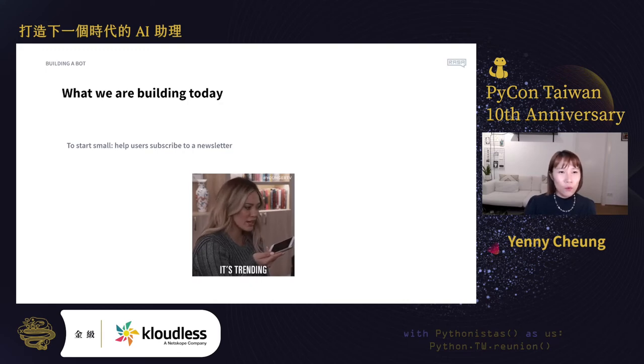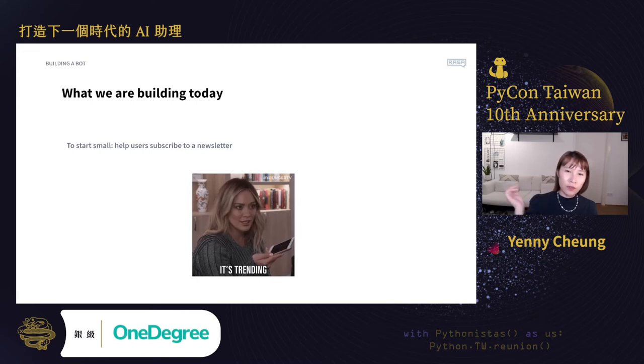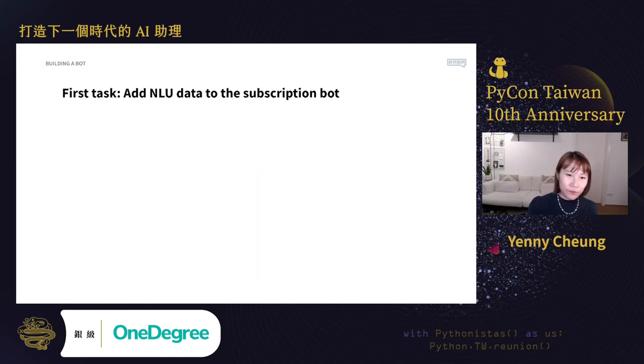So what we're building today, to start small, we're going to help users subscribe to a newsletter. And I'm going to use one of the bots that are already available on the Rasa Playground, which I'm going to show you in a bit, and then we can iterate from there. So the first task will be adding some NLU data to the subscription bot, and then we can train it and see how it works.